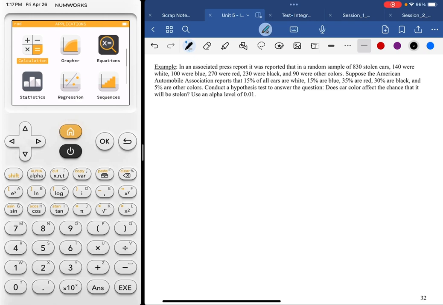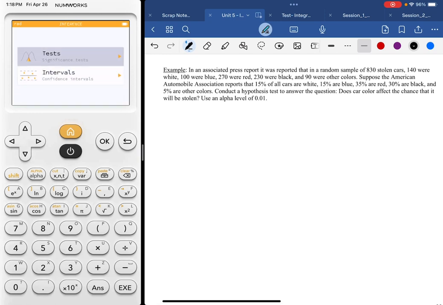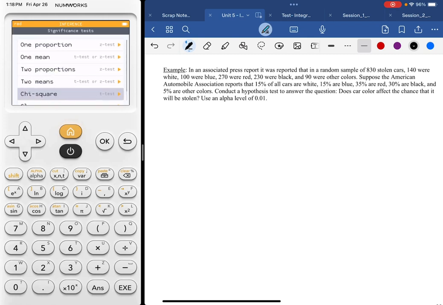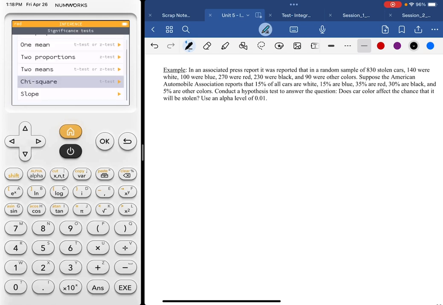So this would be a one-way chi-square. But let me show you in the inference app. If we go to tests, you'll see chi-square, and you'll see test. All right, you have the goodness of fit test. There's something weird here where it says chi-square, then it says t-test. I don't know why that's like that. I'm sure they're going to take care of that in some future update. The chi-square test isn't a t-test.